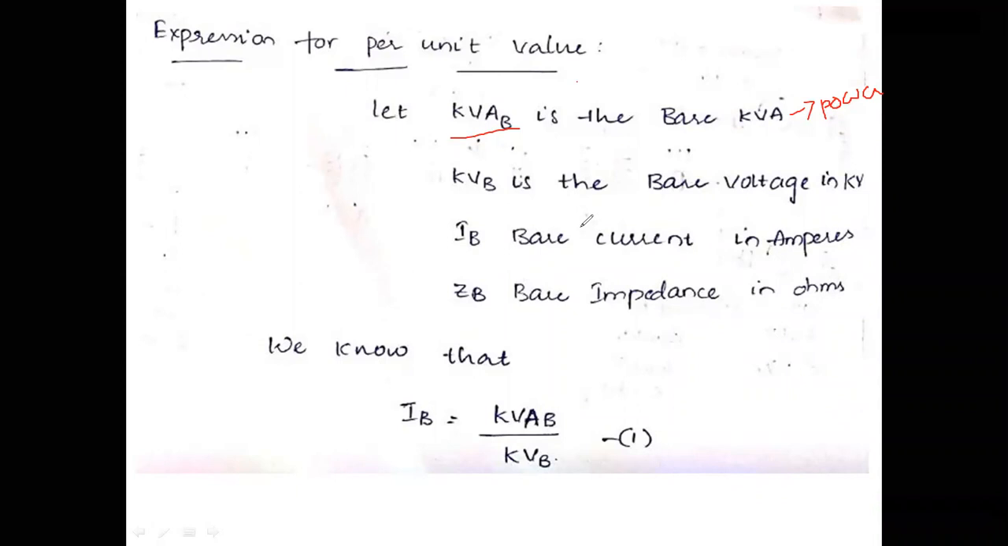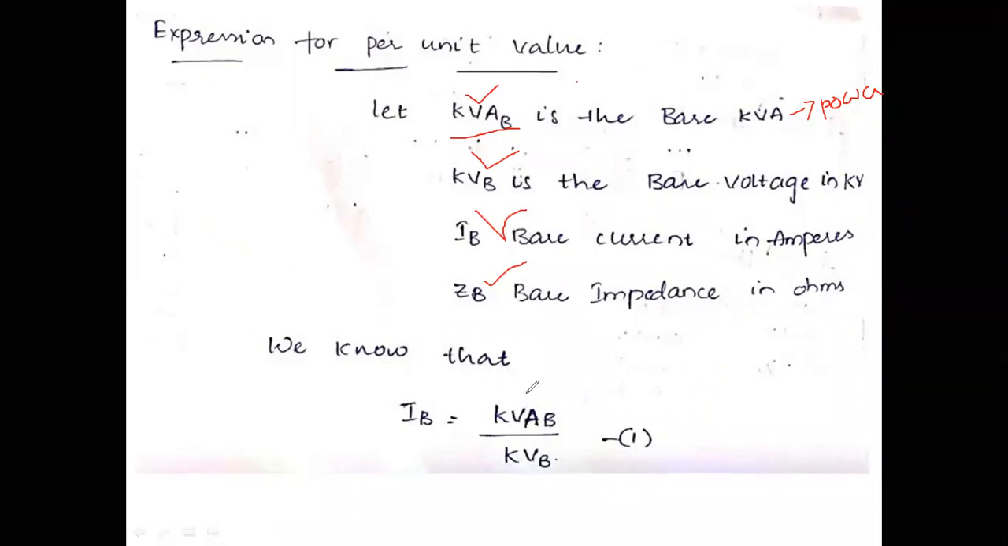In order to determine the per unit values, actual values are mentioned in the problem itself, but you need to consider the base values. Once you obtain the base value, you can determine the ratio between the actual value and the base value. You get the per unit value. So in this particular case, KVA base is the base KVA, KV base is the base voltage in kV, I base is the base current, and Z base is the base impedance in ohms. Okay.